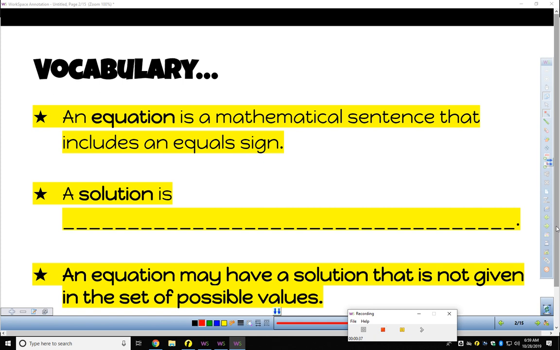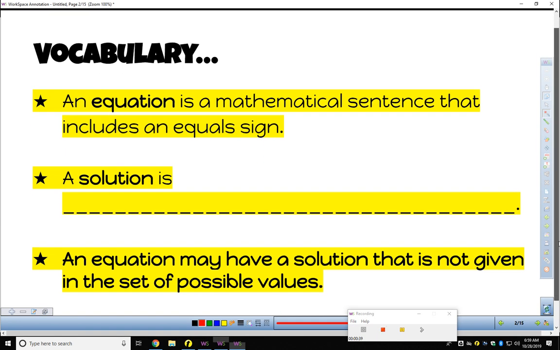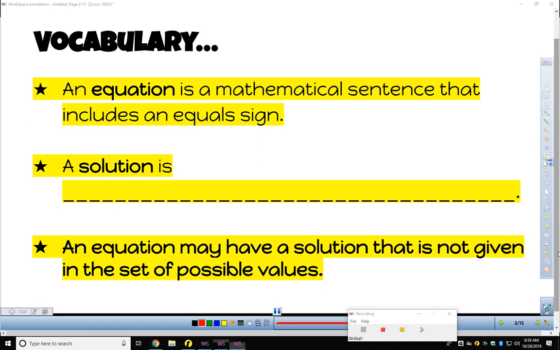So here's some vocabulary that we're going to be using throughout this topic. An equation is a mathematical sentence that includes an equal sign. For example, x plus 3 equals 8. The fact that it has that equal sign in there makes it an equation, versus an expression, which would just be x plus 3. So equations are what we're going to be focusing on in this topic.